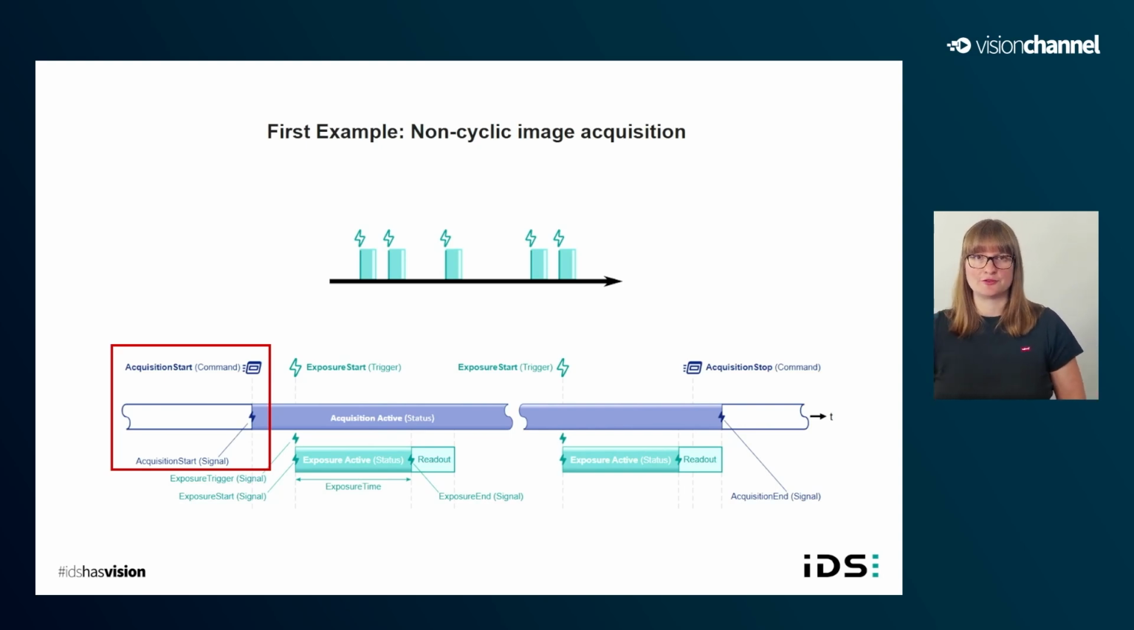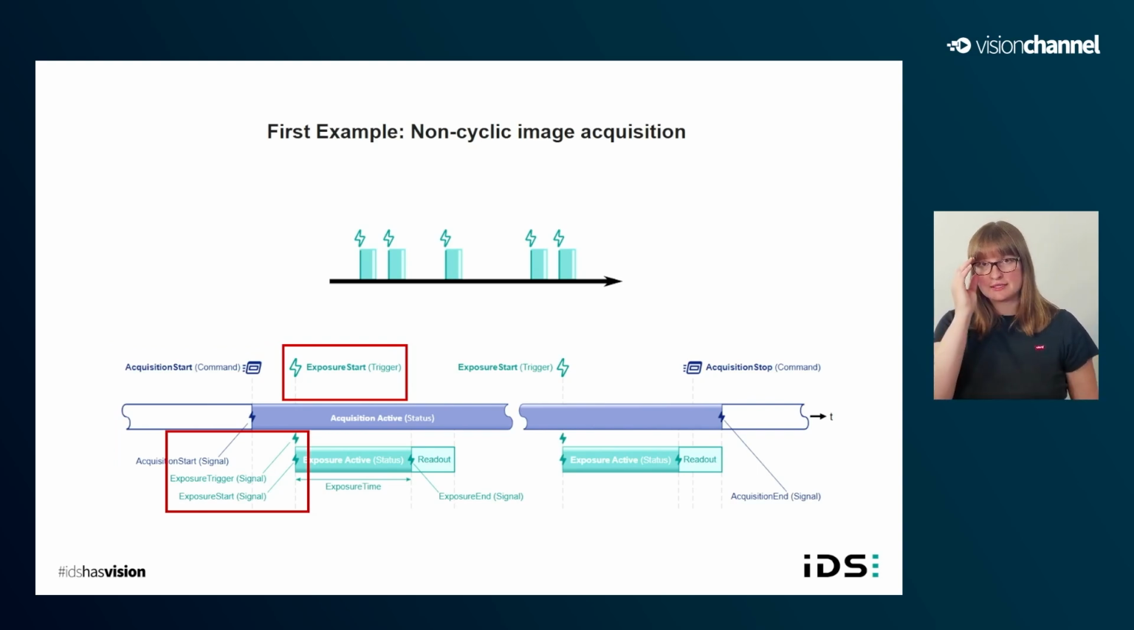When the camera is in free run mode, it will automatically and continuously start to take images with a defined frame rate after acquisition start has been executed. The exposure start, on the other hand, is the event when a new image is actually taken. For example, in this use case, one trigger signal will start the exposure of one image.